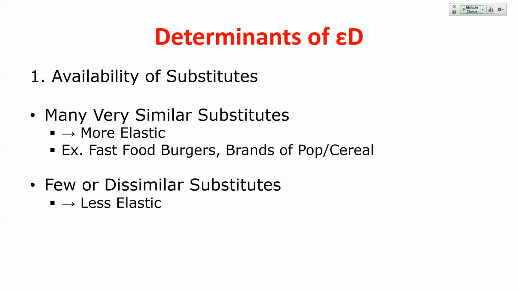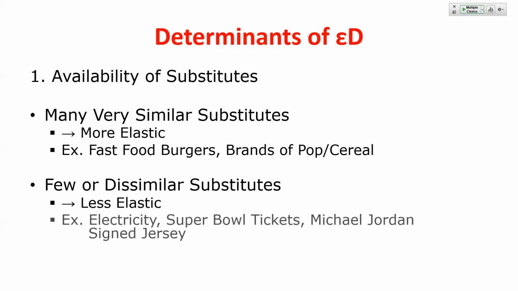You could cause huge price changes and people don't have an option but to buy that good. You think about sporting events, right? Or very rare items, another good example where there's not many substitutes. So people are really, really inelastic to price changes.